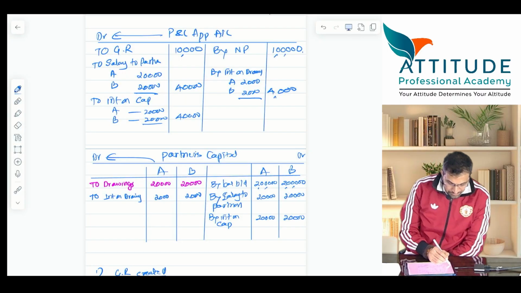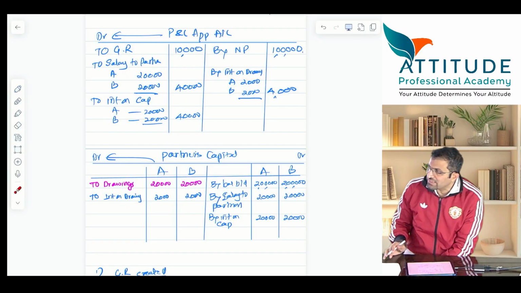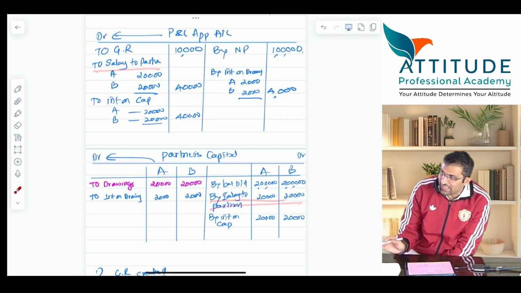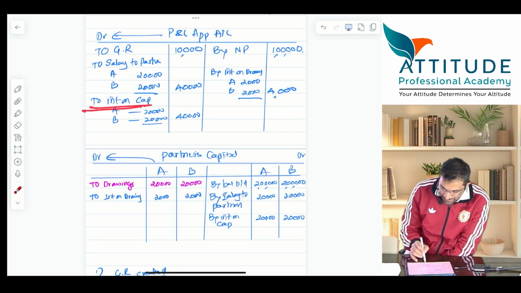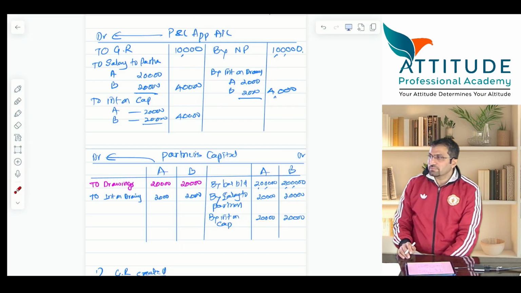देखो इधर. By interest on drawings, to interest on drawings. Interest on drawings account gets closed. To salary to partner, by salary to partner. Salary account gets closed. To interest on capital, by interest on capital. Interest account closed.